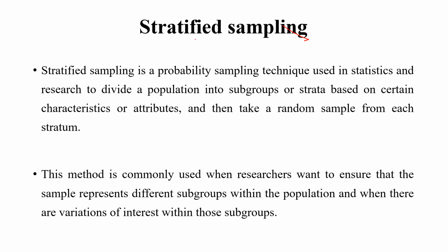Stratified sampling is one of the types of probability sampling method. So stratified sampling is a probability sampling technique used in statistics and research to divide a population into subgroups or strata based on certain characteristics or attributes and then take a random sample from each stratum.